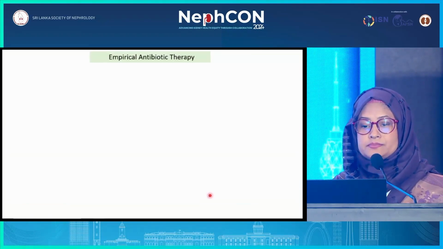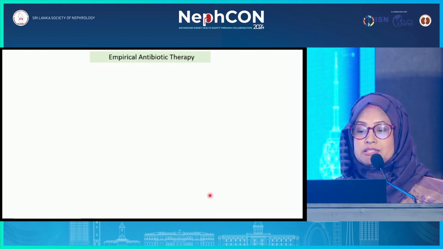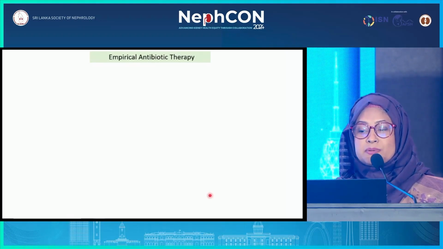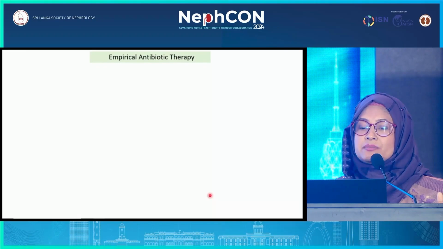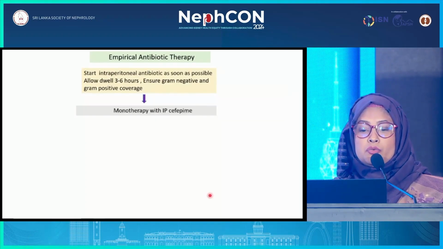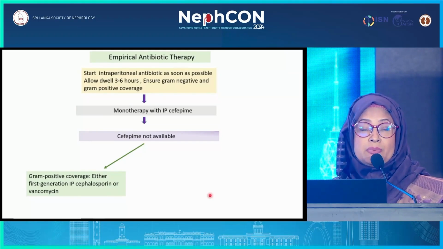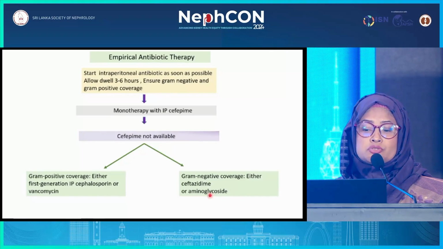So now, how do we treat if we suspect a case of peritonitis? The choice of empirical antibiotic depends on center-specific culture, susceptibility pattern, and the patient's previous history. The antibiotic should provide both gram-positive and gram-negative coverage. We should start monotherapy with IP cefepime. If cefepime is not available, we should consider first generation IP cephalosporin, or in case of MRSA, we should consider vancomycin instead of first generation IP cephalosporin. For gram-negative coverage, we should choose ceftazidime or an aminoglycoside.